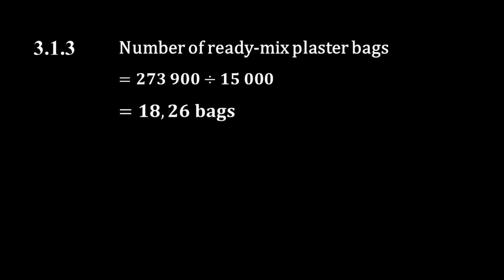Since we cannot buy 18,26 bags of ready-mix plaster, we have to round this value up to 19 bags, because rounding down to 18 will result in less ready-mix plaster than required. If we round up to 19 bags, you will have enough plaster to cover the required volume.